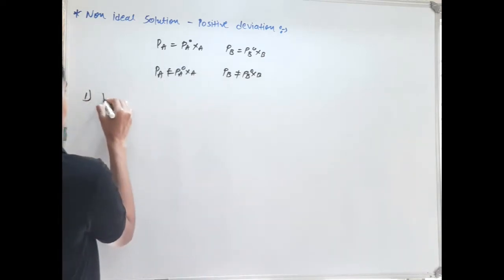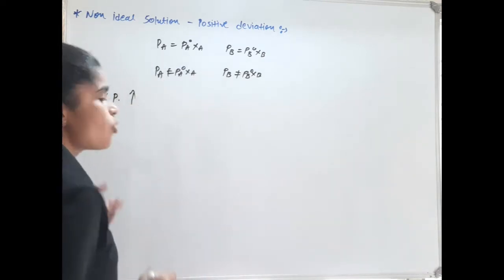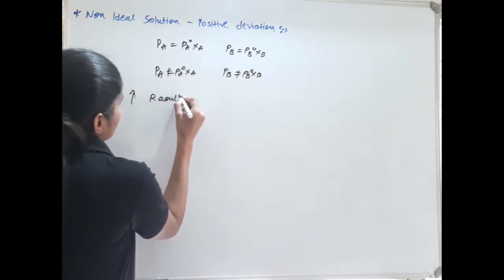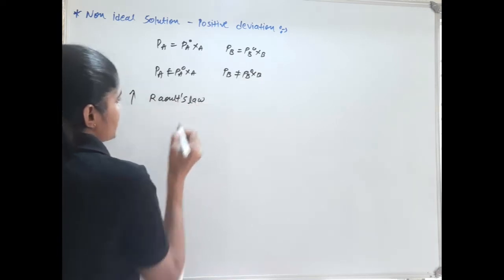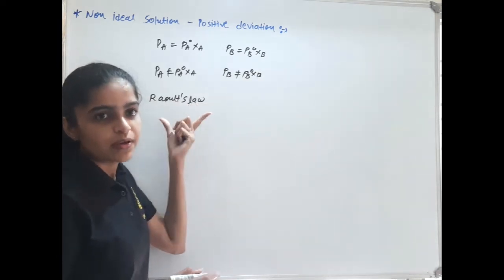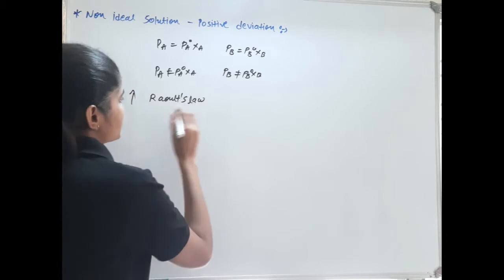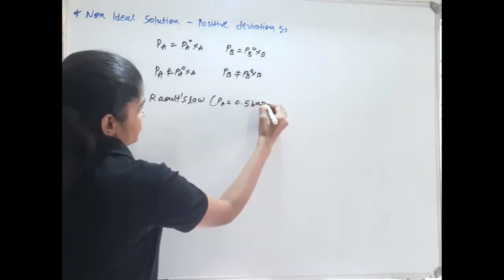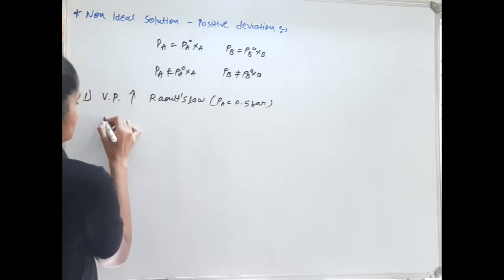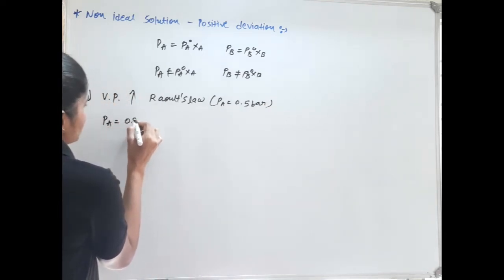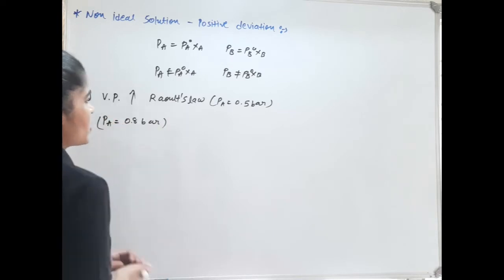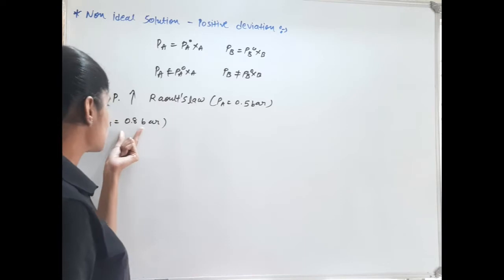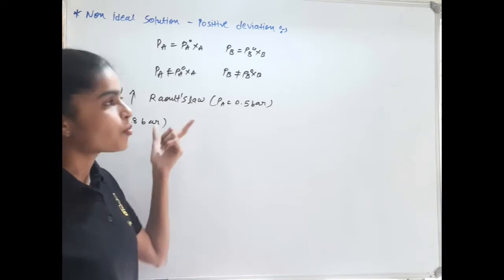In the positive deviation, vapor pressure is more than the expected value of Raoult's law. For example, the expected value of Raoult's law, PA is equal to 0.5 bar. But here the vapor pressure PA is equal to 0.8 bar. So the expected value is 0.5 bar, but the actual value given is 0.8 bar. So it gives the positive deviation.